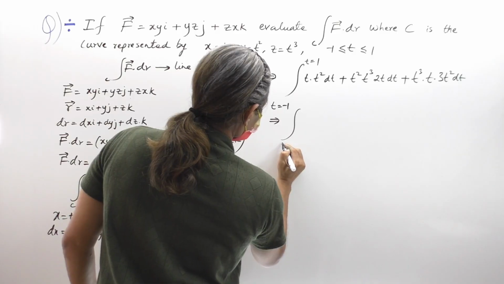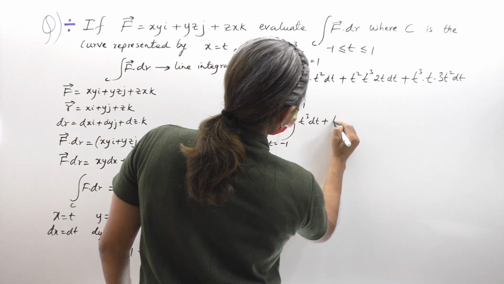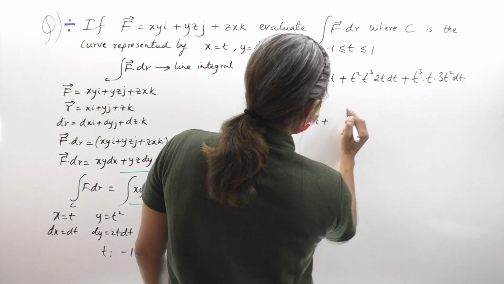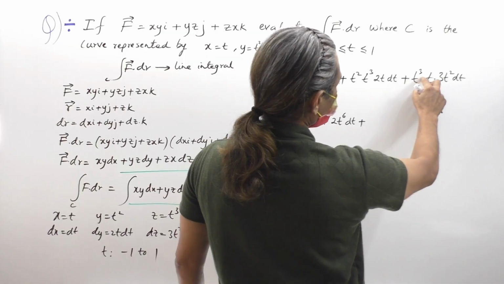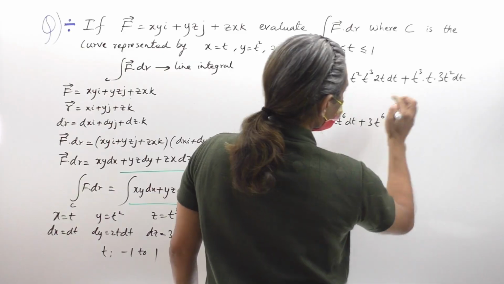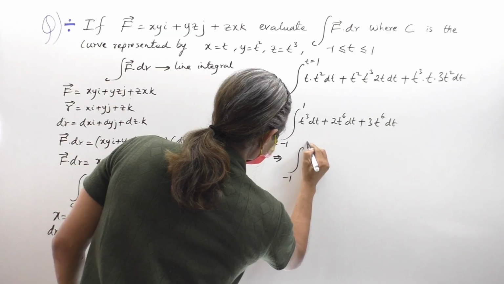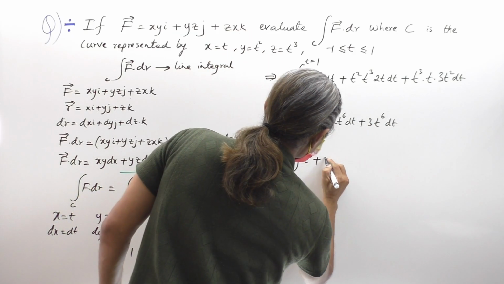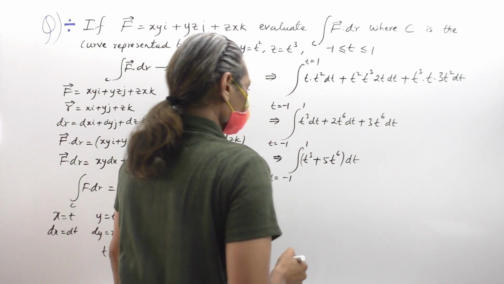That implies the integral from minus 1 to 1 of t cubed dt plus t raised to 5 times 2t raised to 6 dt... let me simplify it. 3 plus 2, 5. Then 2t raised to 6 dt, plus again 3 t raised to 6 dt, correct? 3 plus 1, 4, 6. Yeah, perfect. So this will be the integral from minus 1 to 1 of t cubed plus 3 plus 2, 5. Because both are the same, 5 t raised to 6 dt. You can solve this now.